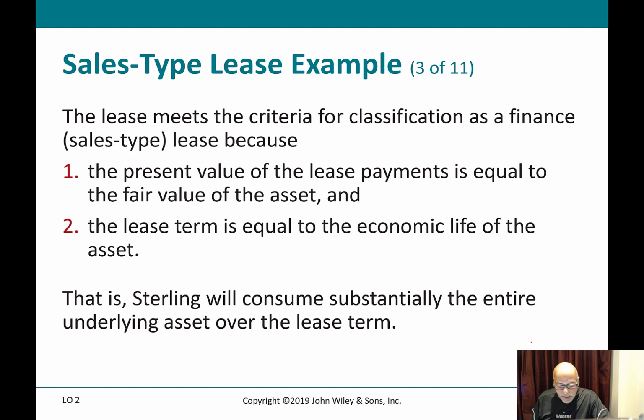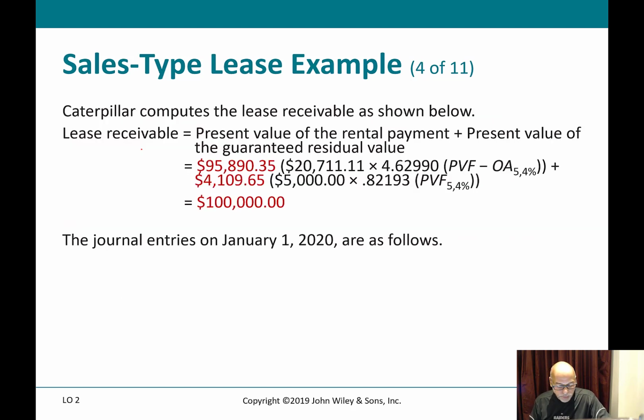And you can see that we have met the criteria for the, excuse me, not the direct finance lease, for the sales type lease. It's a finance lease, but it's a sales type lease because the present value of the lease payment is equal to the fair value, and the lease term is equal to the economic life. And we're going to see that they're going to basically have two profits here, because they're going to sell it. They're selling it for less than its cost.